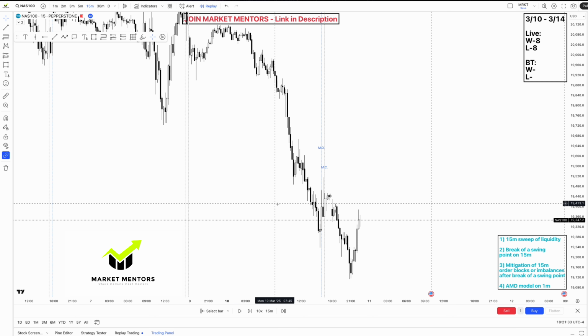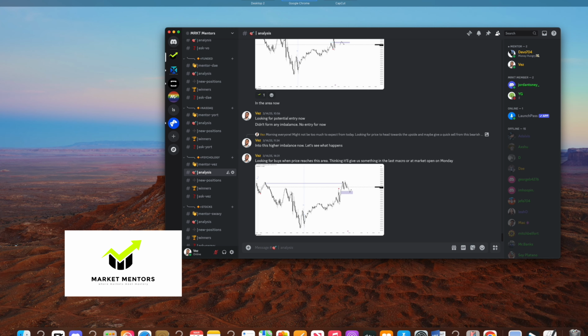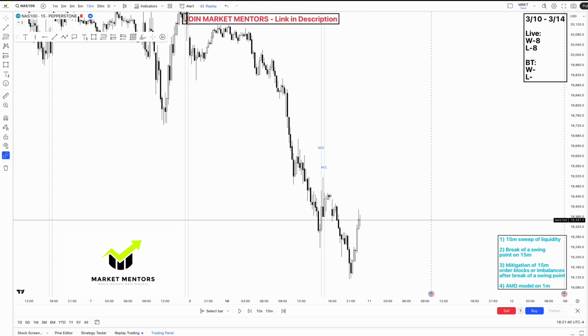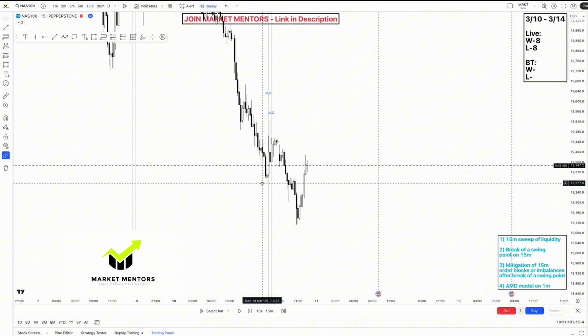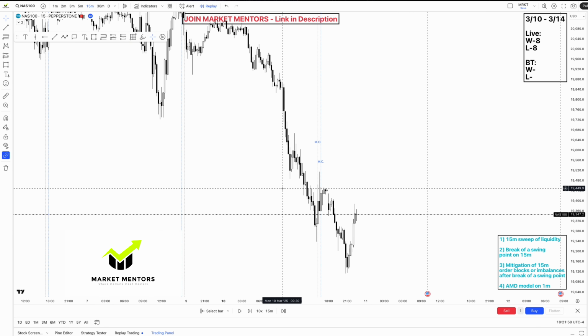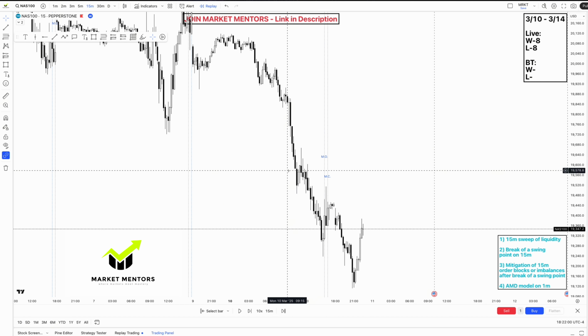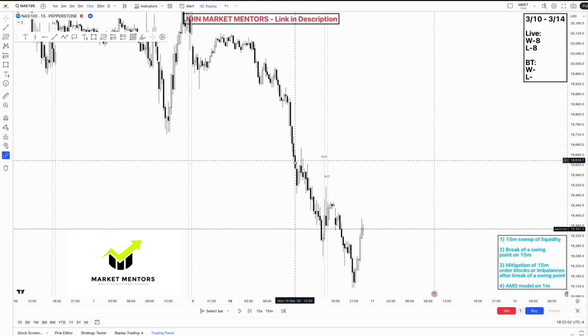So on Monday, I'm pretty sure it mitigated this. Let me see if I can pull up my journal as well, excuse me. So yeah, it mitigated an area of interest on the daily. Let's see, I'll mark it up first. So yeah, it's going to be hard to mark because I was looking for buys here and looking at my journal.